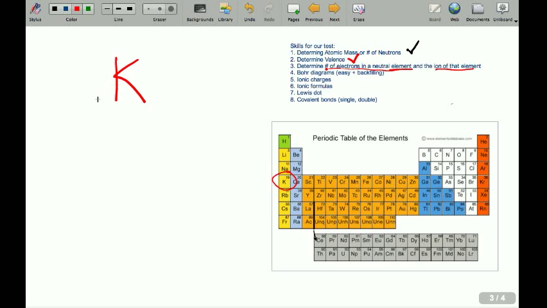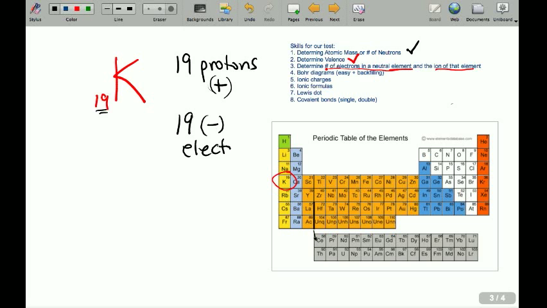Potassium. So potassium's atomic number is 19. If you had to figure out the number of electrons in this entire element, 19 is 19 protons. Protons are totally positive. That means there's 19 positive things in this atom, in this element. If this guy's neutral, that means he has no charge whatsoever. He would have to have 19 negative things. Those negative things are called electrons.